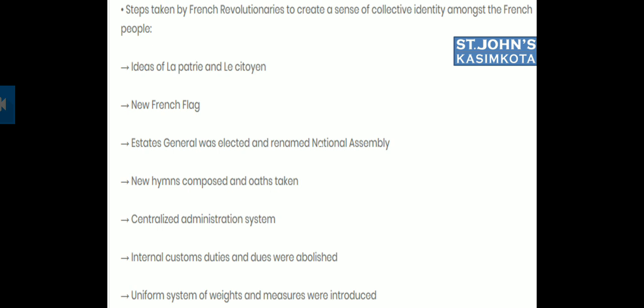Next, a centralized administrative system was put in place and it formulated uniform laws for all citizens within its territory. Internal custom duties and dues were abolished and a uniform system of weights and measures was adopted. Regional dialects were discouraged and French, as it was spoken and written in Paris, became the common language of the nation.